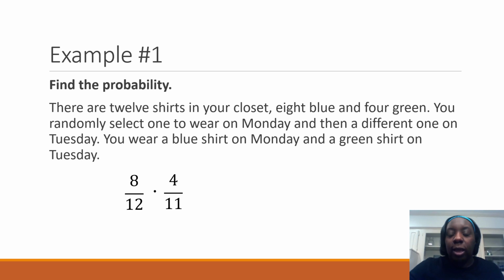I need to multiply because it is an AND. I want Monday to be blue and I want Tuesday to be green. So this is a multiplication of the 2 events. Next, I just need to do the math, and I get 8 out of 33, approximately 0.242.